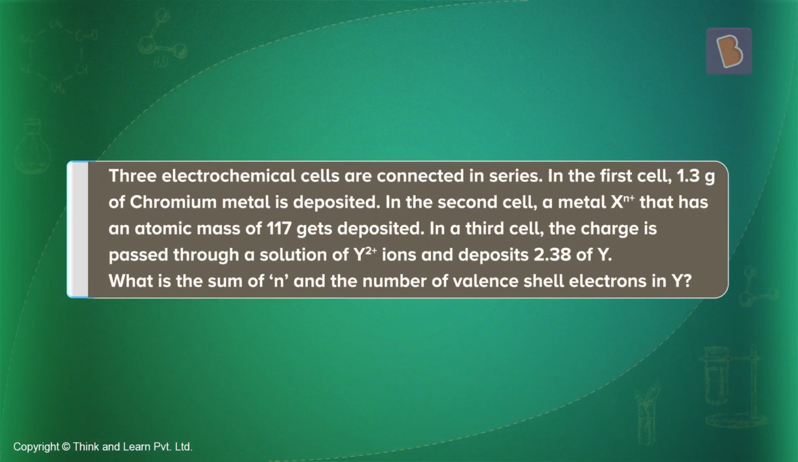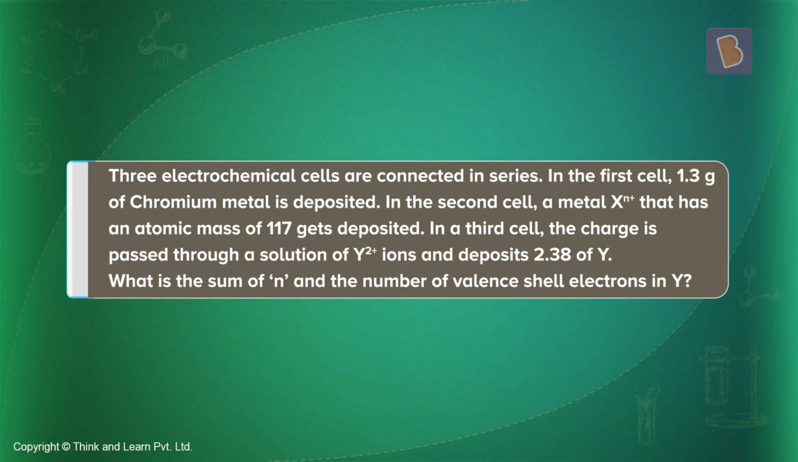This question will test our understanding of Faraday's laws. It's an integer answer that's expected of you. You have 3 cells connected in series, and some amount of chromium, chromium 3+, is deposited. Using that idea, we need to figure out some information about the 2 other substances.